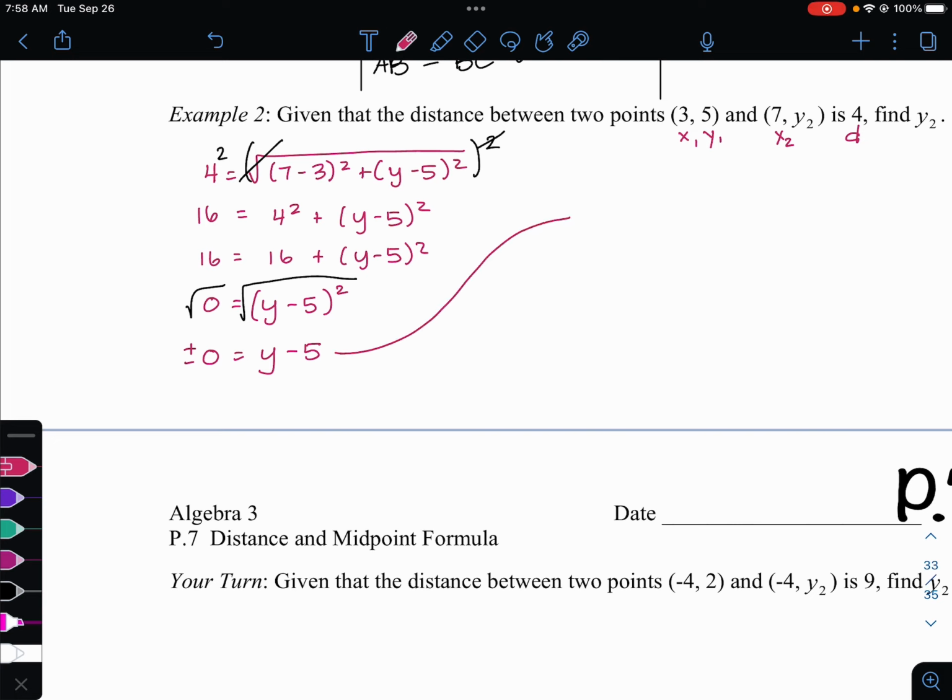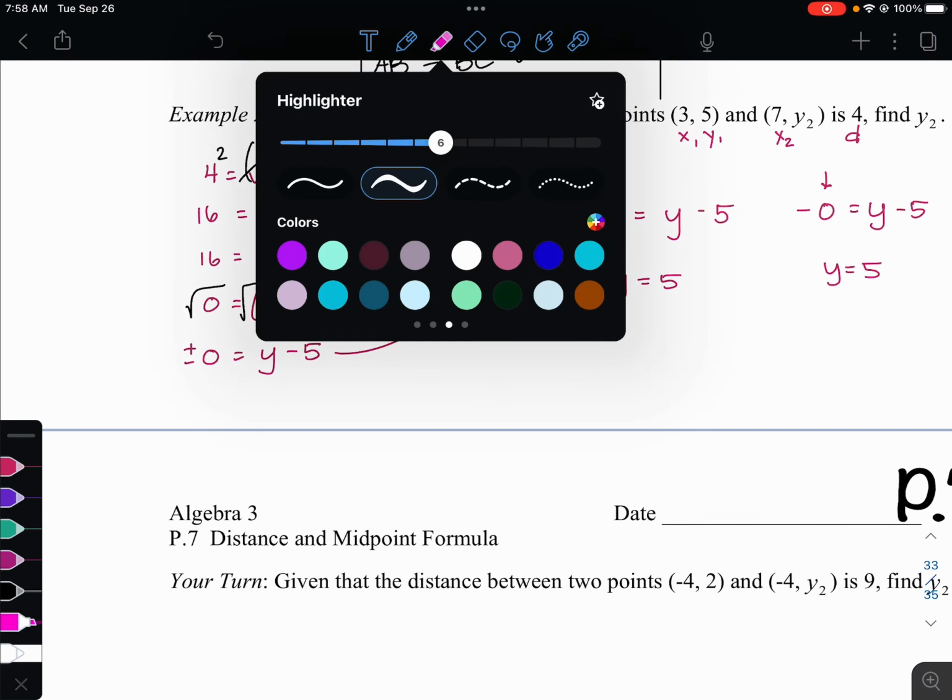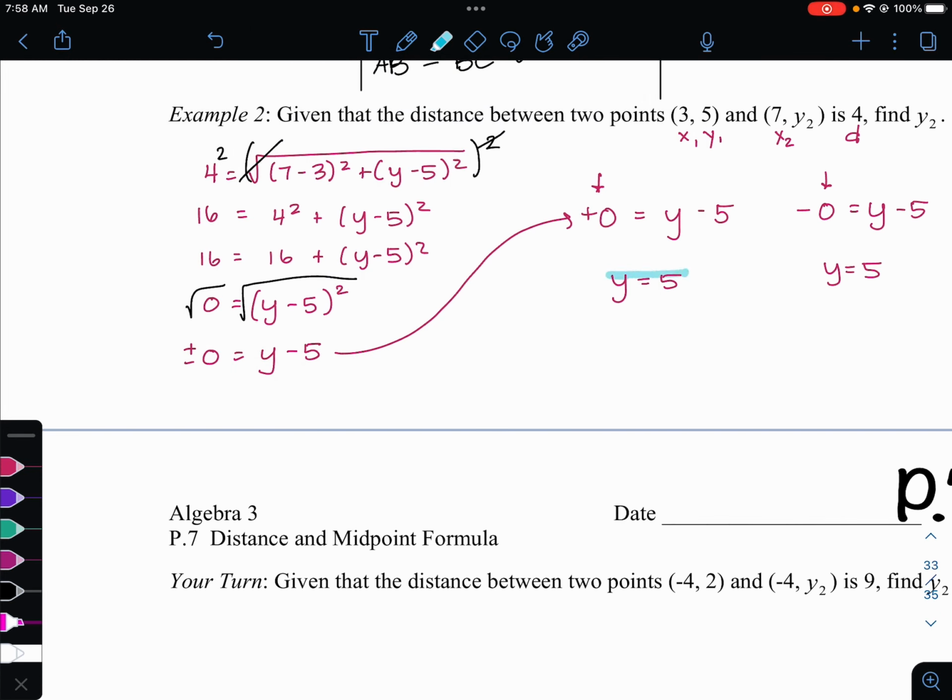But because it's an example, I want to make sure you understand that when I do that, I will, in the future, get 2 answers because I will have a positive solution and a negative solution. Since it's 0, though, I'm just going to get the same answer, but I wanted to go through the process so you don't forget. Okay? So in this case, we get that y is equal to 5.